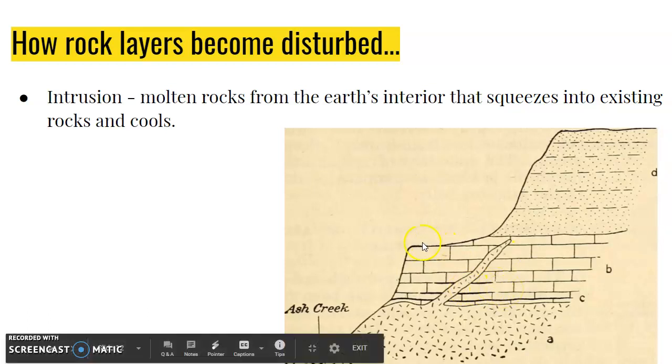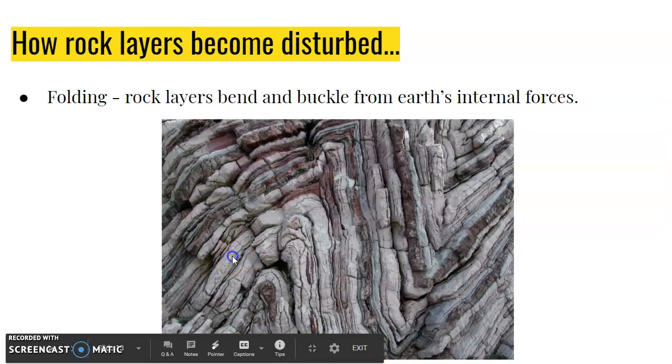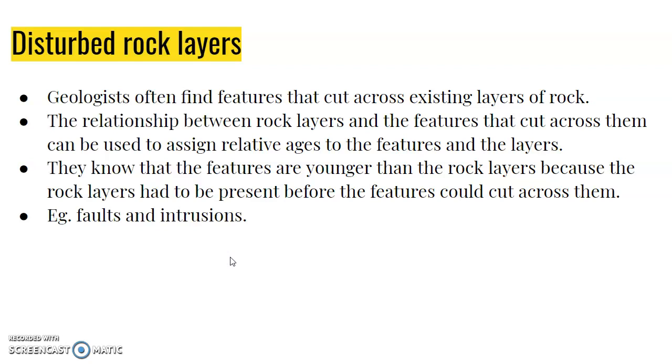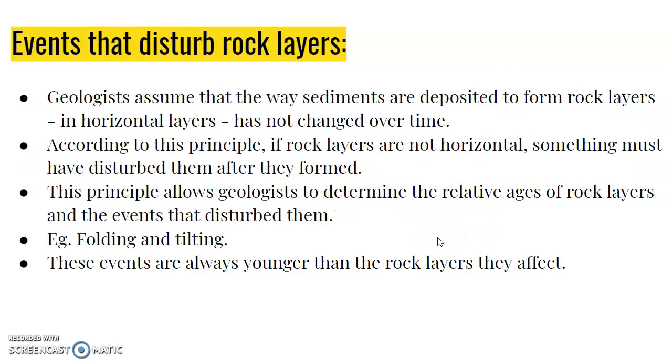But we are assuming that this rock layer was present, it's older, and then molten rock squeezed itself into rock layer B and formed the intrusion. So we are assuming that the intrusion is younger than rock layer B, right? That's what we're saying here: we know that the features are younger than the rock layers because the rock layers had to be present before the features could cut across them.